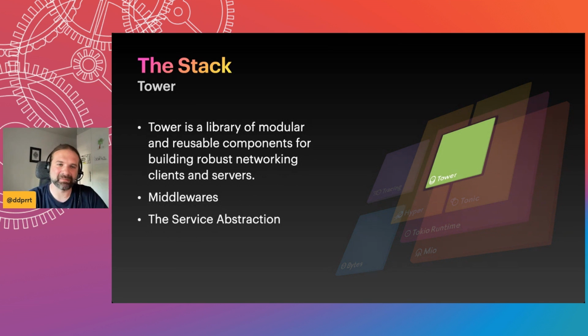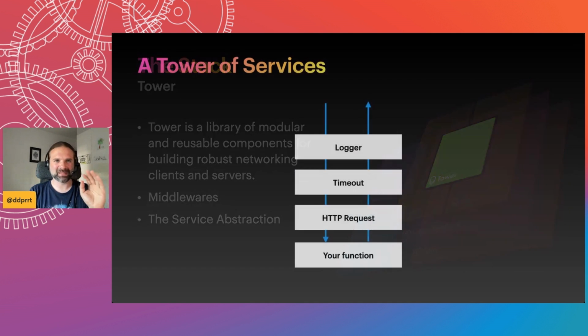Tower is this one box in the middle here, which is basically an abstraction. There's a lot more to it, but the core of it is an abstraction of the request-response pattern, not only for servers but also for clients. So they got rid of the server name in the abstraction and call it service. What you can think about is it's basically middlewares. You're stacking middlewares on top of each other, and you can reuse them throughout your applications. I think it's called Tower because you have a tower of services.